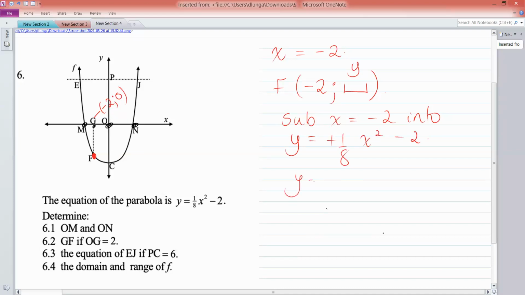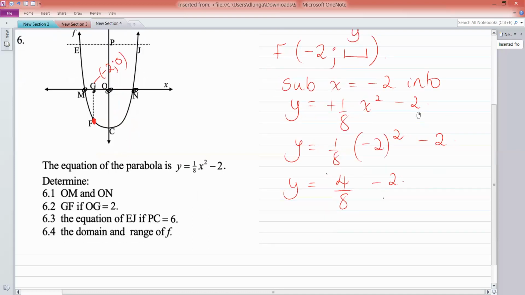So let's go ahead and do that. 1/8 times -2 squared minus 2. So -2 squared becomes 4/8 there, minus 2. What's 4/8? 4/8 is actually a half, right? A half minus 2. What do you get? What's a half minus 2?